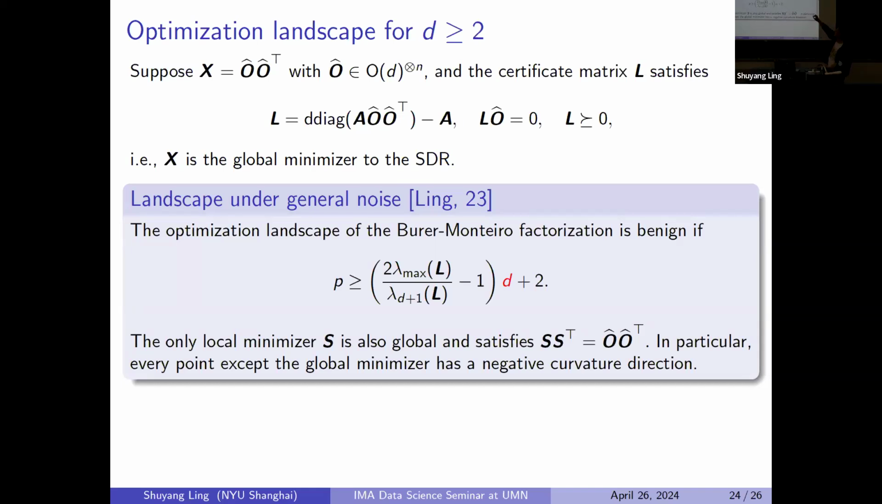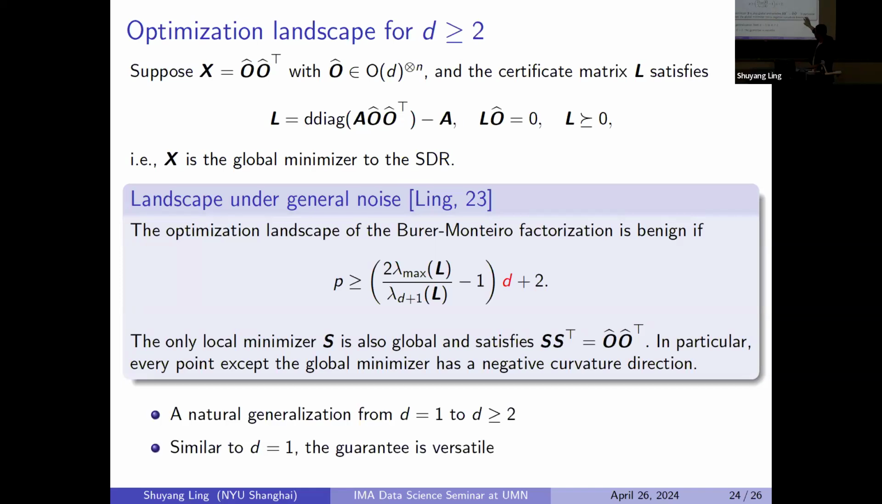Which means that somehow the genie tells you that the global solution is tight. Then you can check the Hessian matrix L, and you can compute the condition number. If P is greater than this threshold, which depends on the condition number, then the landscape is benign. So it's a natural generalization from D equal to 1 to D greater than or equal to 2.